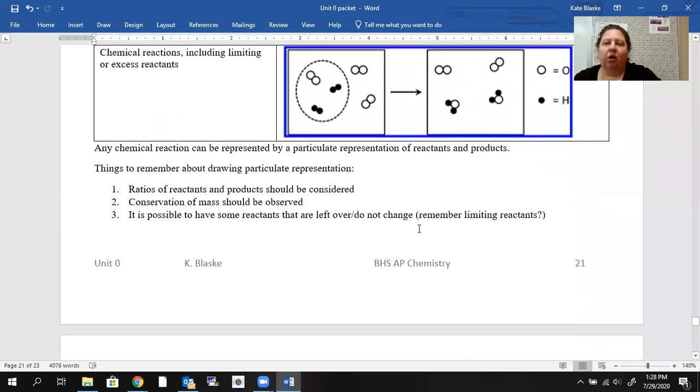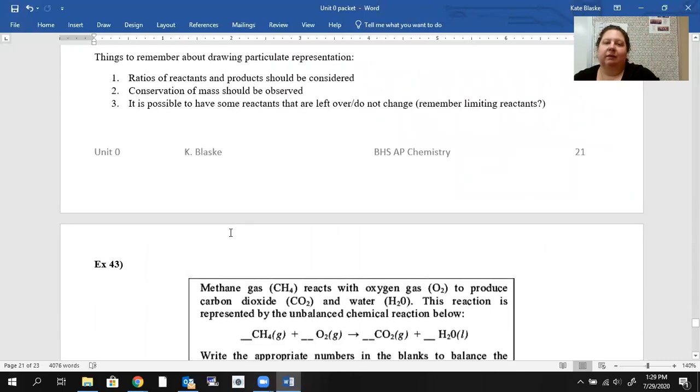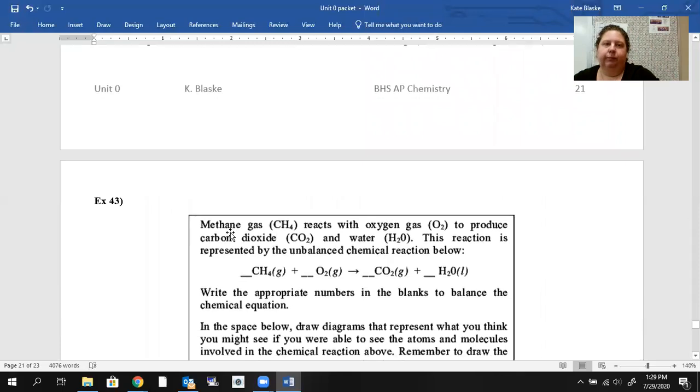So when you are drawing out your particle diagrams, things to think about. You need to think about the ratio of reactants and products if you're drawing it out for a balanced equation. You need to think about conservation of mass. How many particles are there? You can't just make particles disappear. And remember that it's possible to have those limiting reactants. Okay.